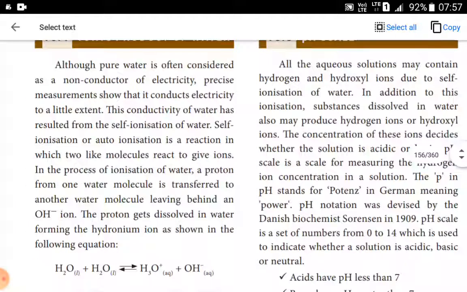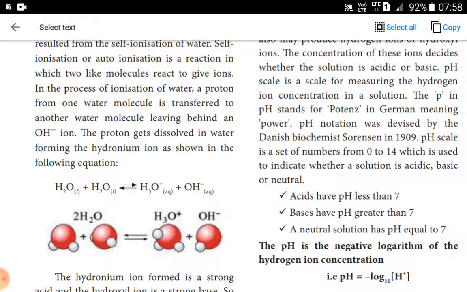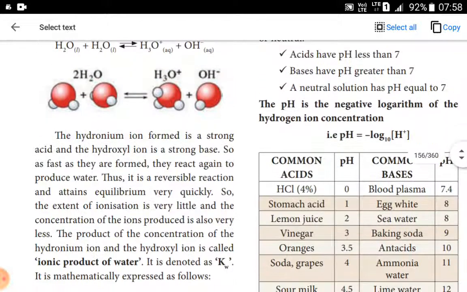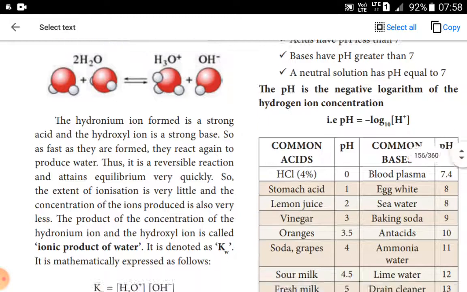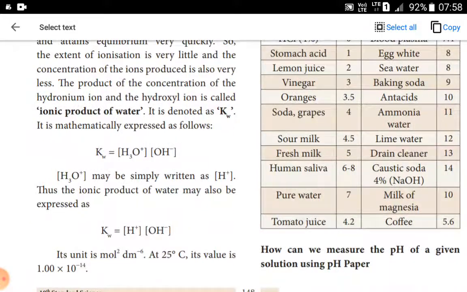Then the ionic product of water. This is because of the dissociation of a molecule into ions. Water decomposes into H plus and OH minus. The H plus combines with a water molecule to form hydronium ion and OH minus ion. The hydronium ion is a strong acid and hydroxyl is a strong base, so they immediately recombine to give a water molecule, and equilibrium is quickly attained. This is called the ionic product of water, H plus and OH minus.